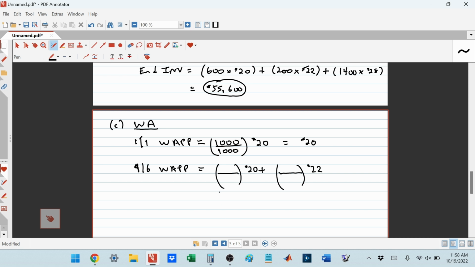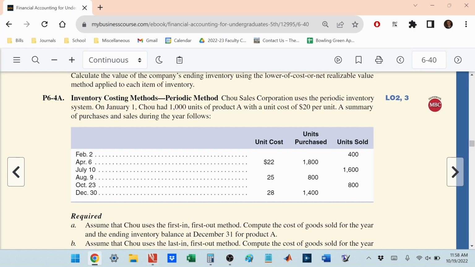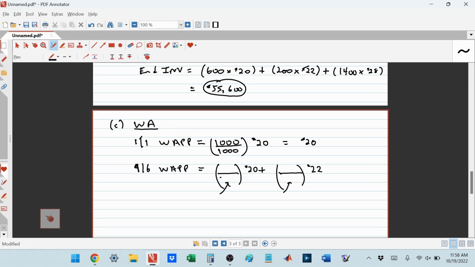How many units are available for sale? The denominators of these two weights. How many units are available for sale as of April 6th? There were 1,000 at the beginning. Then we sold 400, so that we have 600 left as of February 2nd. But then on April 6th, we purchased an additional 1,800. So there's 2,400 units at maximum that we could sell as of April 6th.